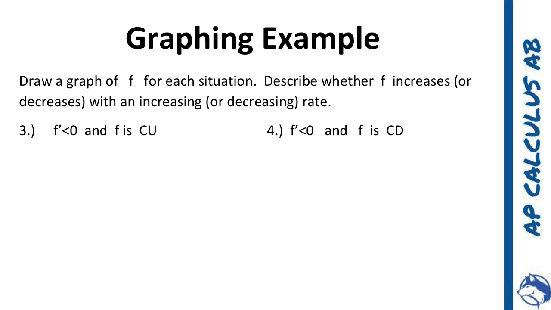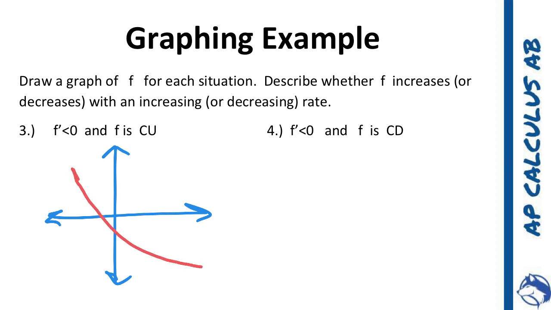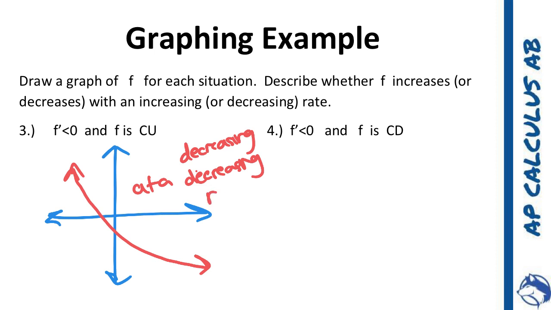So here's another one where I've got the slope is negative and it's concave up. So I need to start with a negative slope and it would be concave up like that. So this is going to be decreasing at a decreasing rate because it's getting smaller and smaller, so like it's not decreasing as fast.